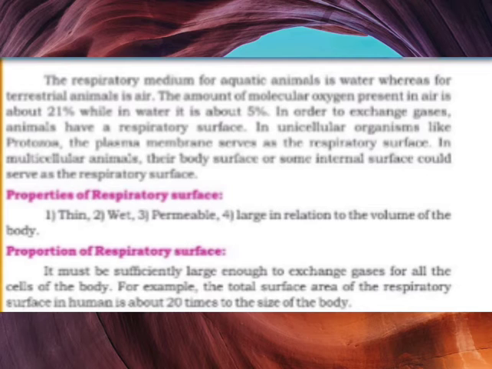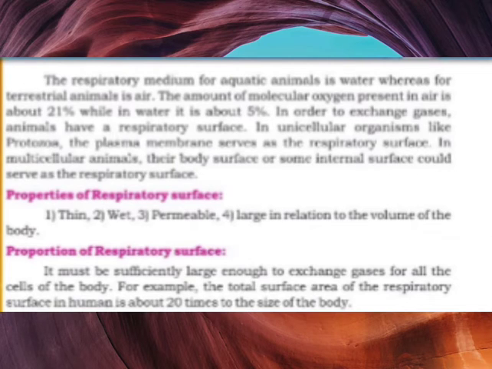And if we are talking about a wet surface, that is present in the mammal respiratory tract, which is moist. And if we are talking about permeable membranes, permeable membranes usually occur in unicellular organisms. And the last property, large in relation to the volume of the body, varies from species to species, depending on how large the organism is, that is basically according to the size of the organism.